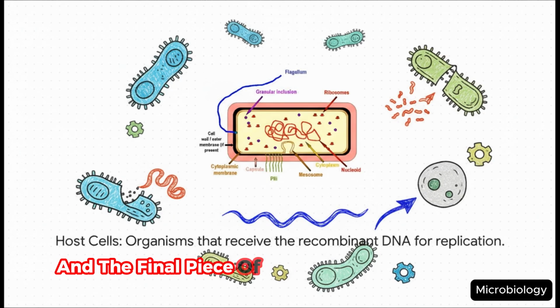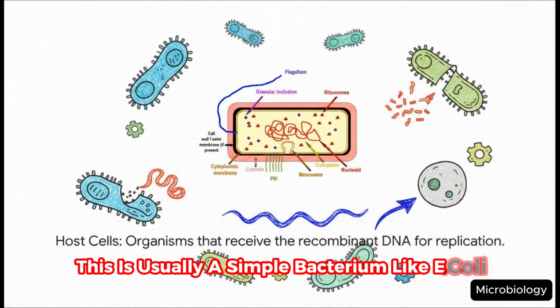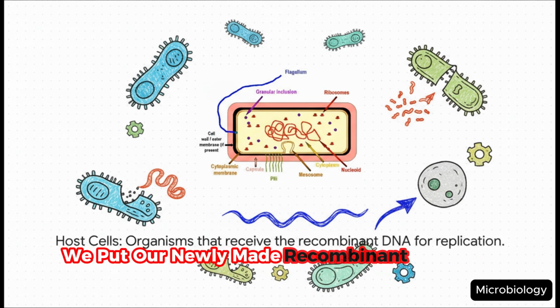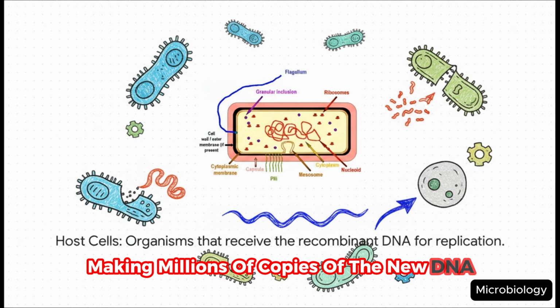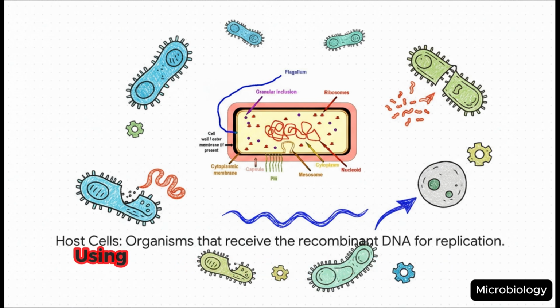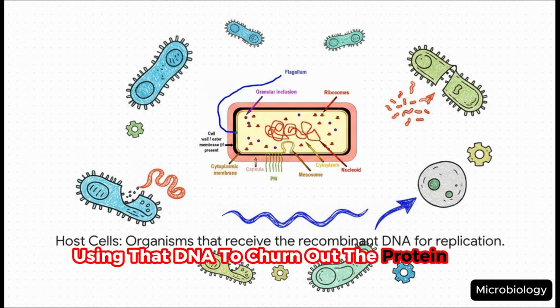And the final piece of the puzzle is the host cell. This is usually a simple bacterium, like E. coli. We put our newly made recombinant DNA into this host, and the host becomes our little factory, making millions of copies of the new DNA and, more importantly, using that DNA to churn out the protein we want.